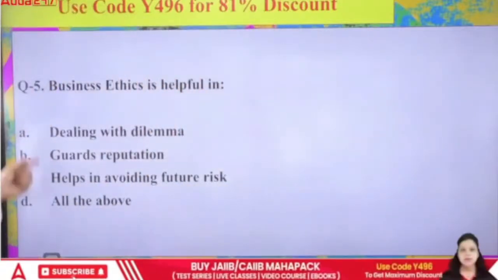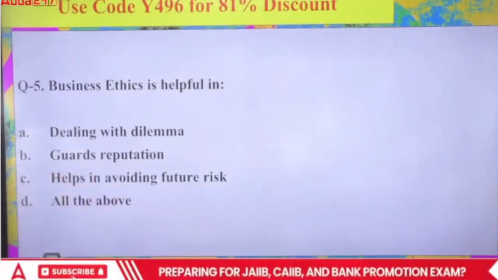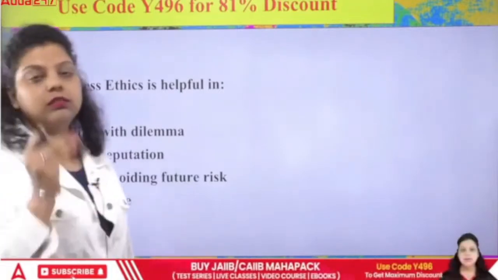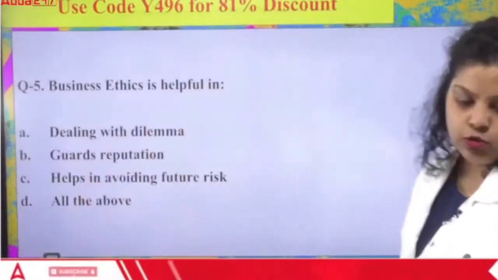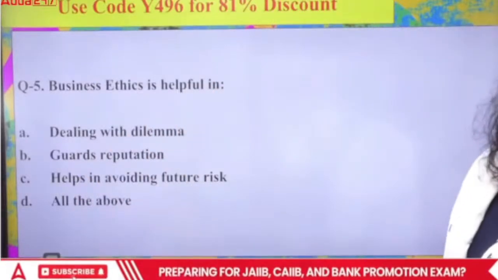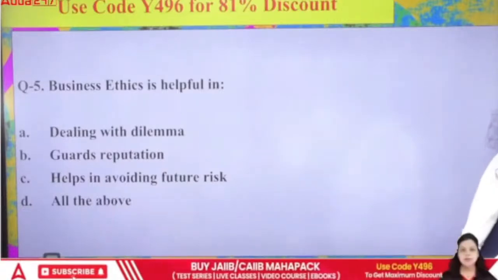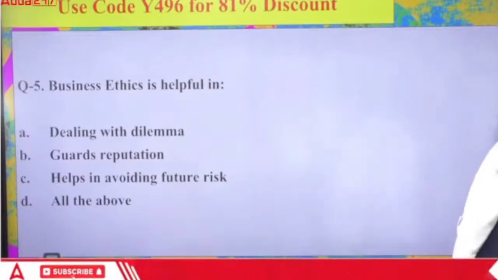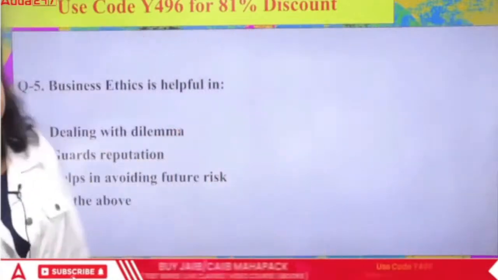So it is helpful in what? First, dealing with dilemma. Second, guards reputation. Third, helps in avoiding future risk. And fourth, all of the above. So which of the following is the help that business ethics provides? If an organization has business ethics, it will be helpful for which of the following? A, B, C or D? And the right answer will be all of the above.